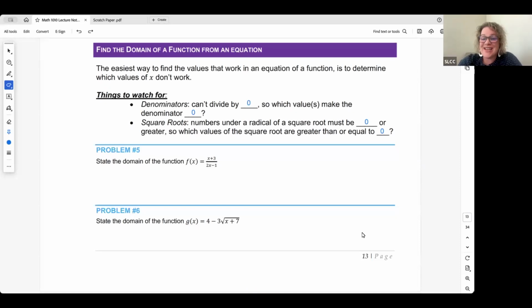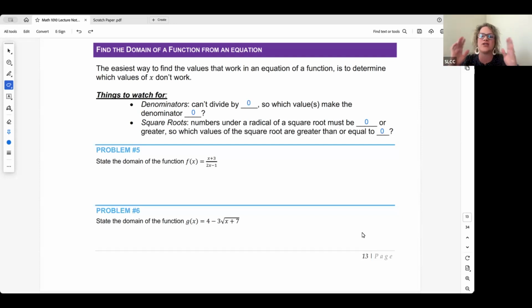Hi everyone. Today we'll be working on 1.2 functions, and we're going to learn how to find the domain of a function from an equation. Problem number 5 and problem number 6. The best way to find the domain when you have an equation is to look for exceptions.